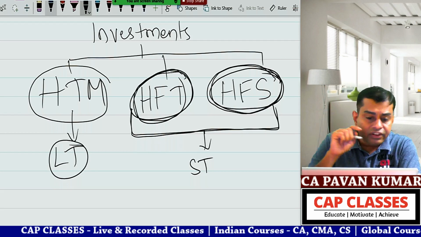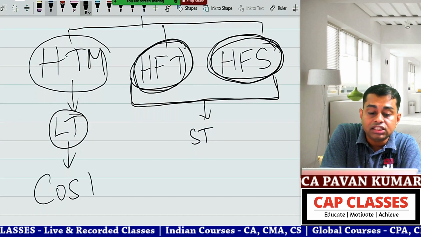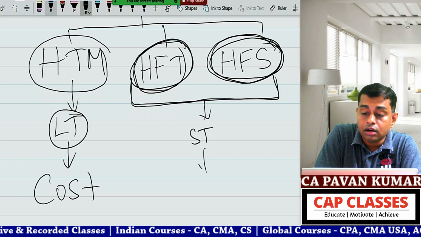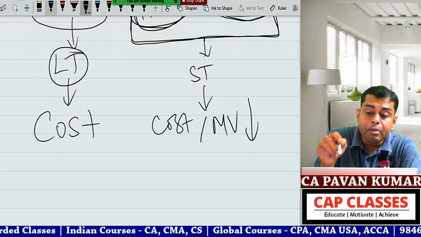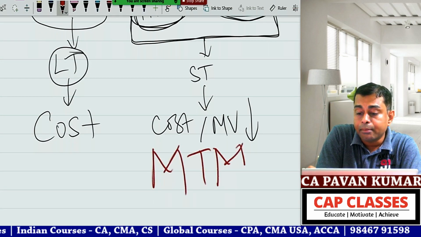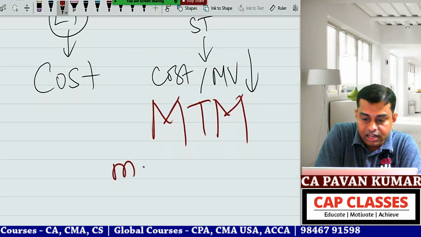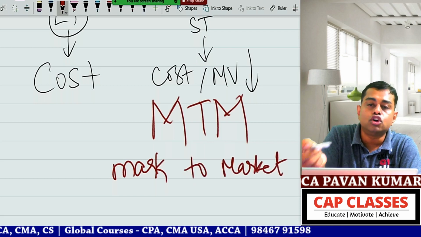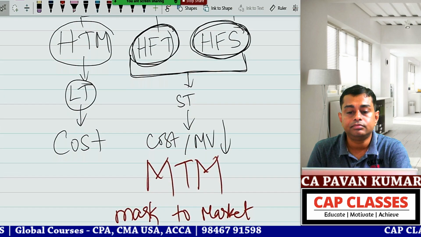Now, what difference does it make? If it is long term, valuation rule is historical cost. If it is short term, rule is cost or market value, whichever is lower. In banking terminology, this is called MTM. What is MTM? Mark to market. Excellent. Mark to market. That means reduce cost to market value. Guys, do you understand this story?